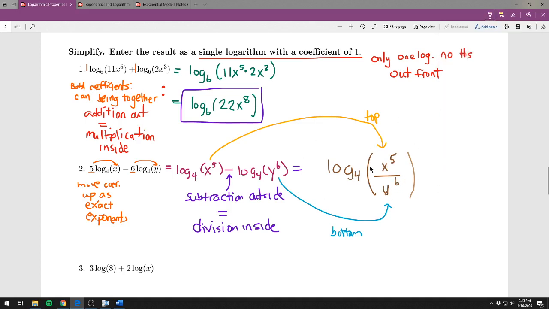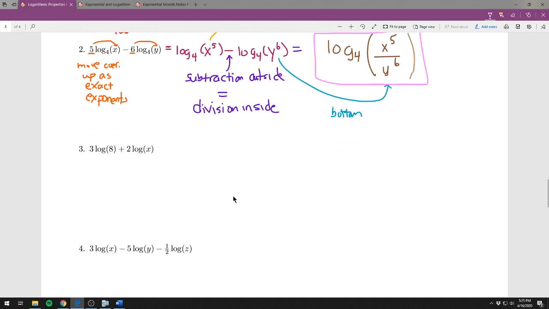These things have no common terms because x is not in common with y. You can't do anything with the exponents. This is simplified. This is your final answer. We have 1 log, its coefficient is 1. The inside is simplified. And they pretty much all work like that.